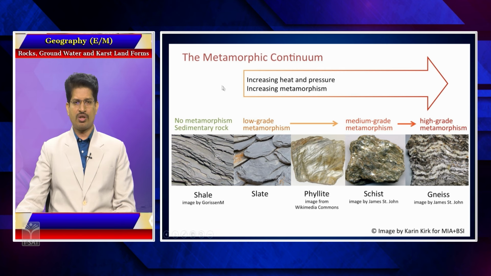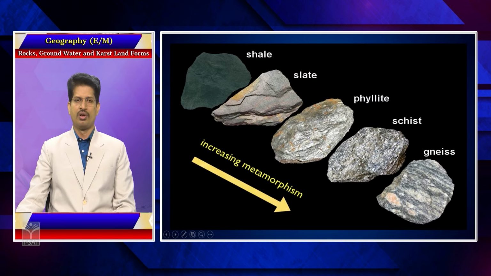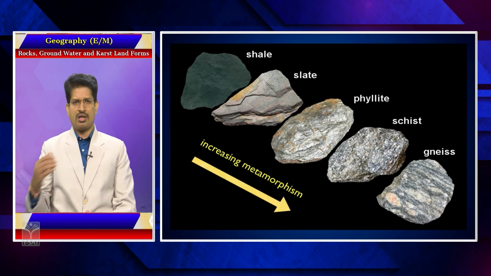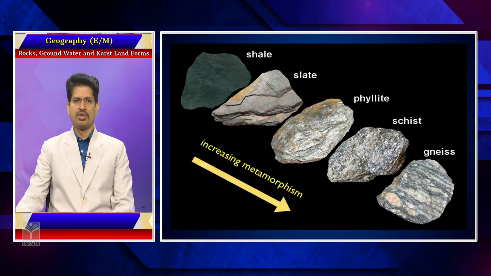So, in the metamorphic process, what happens is, with the increase in depth, as I have already mentioned to you, there is an increase in the temperature and an increase in the pressure. Because of these two factors, the nature of the rock varies in terms of its strength and nature, because of which one rock will be converted into a different type of rock. So, shale is converted into slate, slate into phyllite, phyllite into schist, schist into gneiss. This is the sequence of formation of rocks.